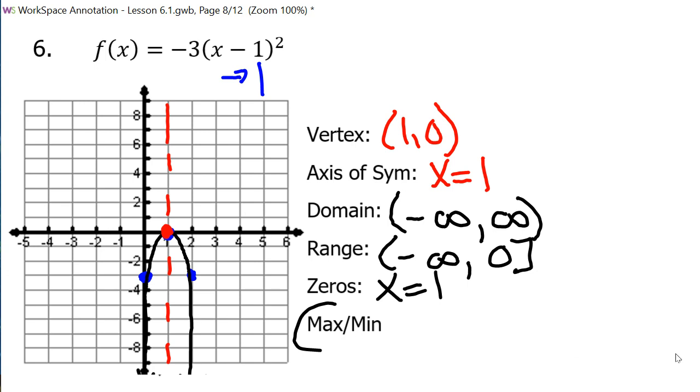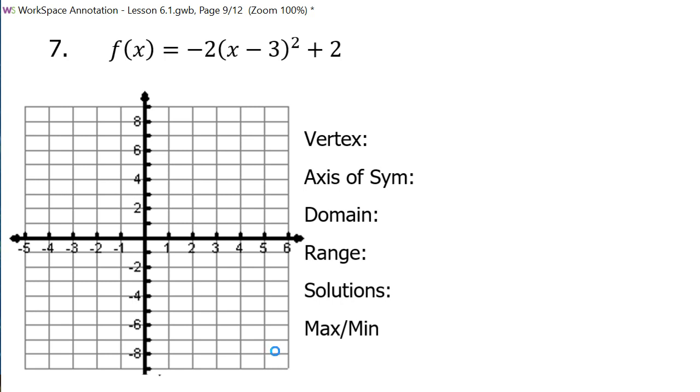Number 7. This one you've got to go over 3 and up 2. The minus 3 makes it move which direction? Right 3, and the plus 2 at the back? Up 2. So from the origin, go right 3 and up 2.